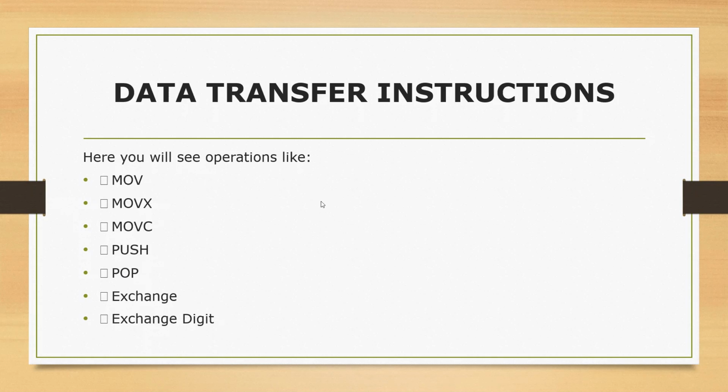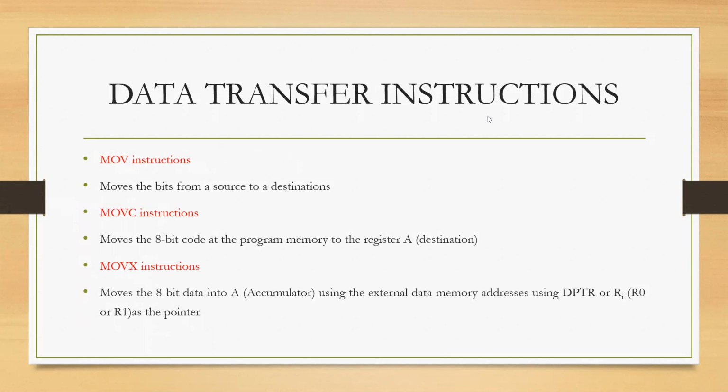First, let's see the move instructions from the beginning. The MOV instruction moves the bits from a source to a destination. So we have a source operand and a destination operand. We first mention the destination, that is, MOV, first operand will be the destination operand, comma, the source operand.